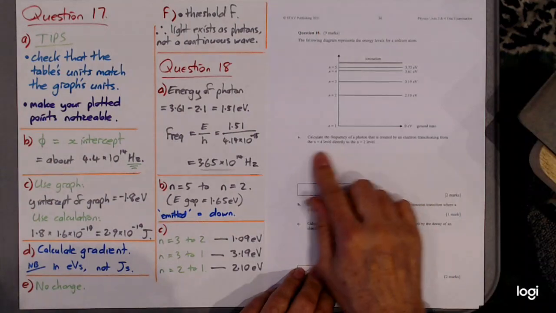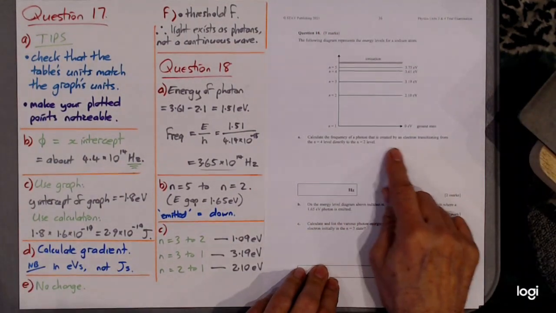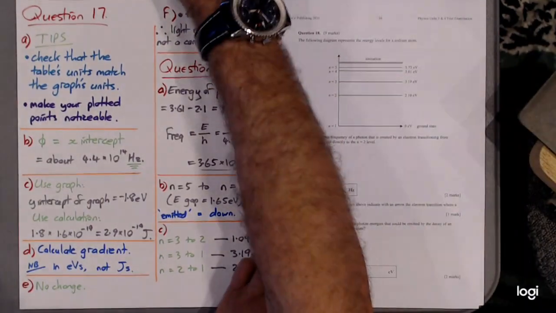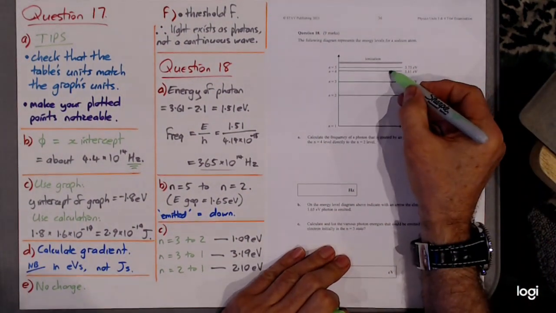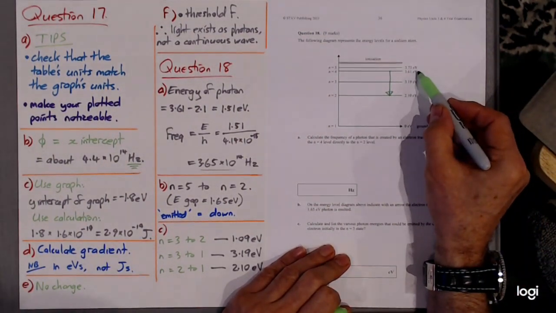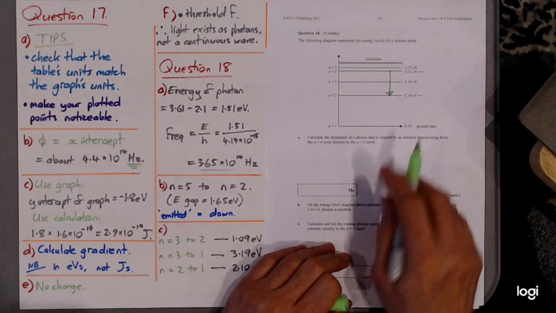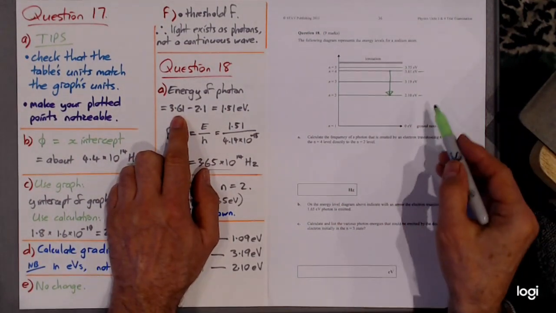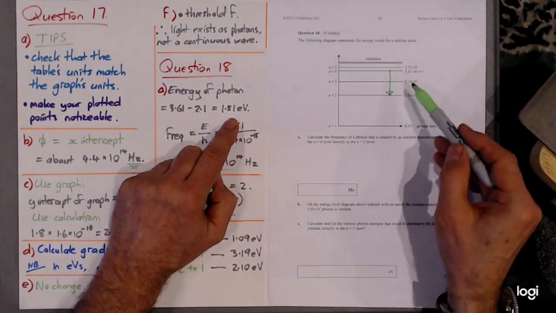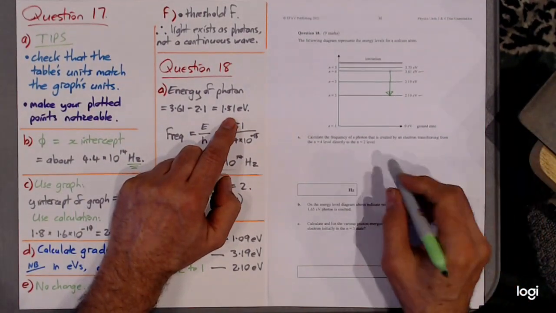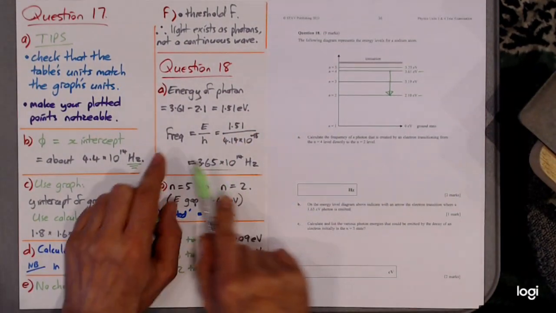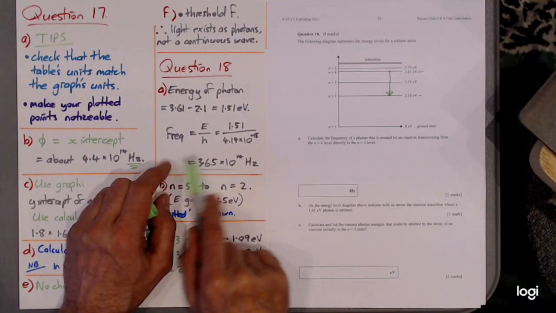A, calculate the frequency of a photon that is created by an electron transitioning from N equals 4 to N equals 2. So it goes down from 4 to 2. It will release the difference between that much energy and that much energy. So this is what I've done. 3.61 minus 2.1 is 1.51 electron volts. So whatever photon came out, it's got 1.51 electron volts of energy. E equals hf. So I'm going to juggle that around and get the f.